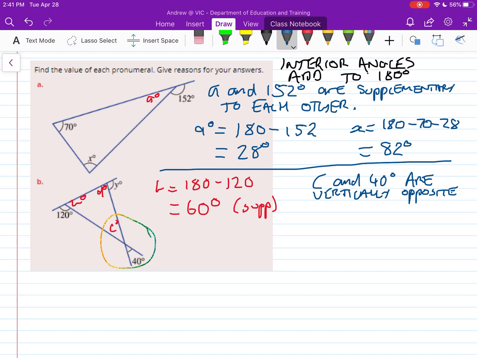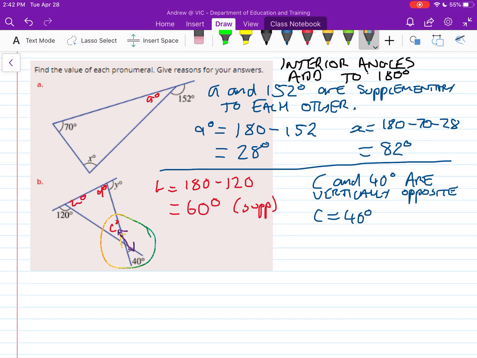This means that they're actually the same value. So here we can state that C is equal to 40 degrees. Vertically opposite angles are the same. This is when you have two lines going through each other. The angles that are opposite, here and here, are the same, and the other two angles are the same as well. So C is equal to 40 degrees.